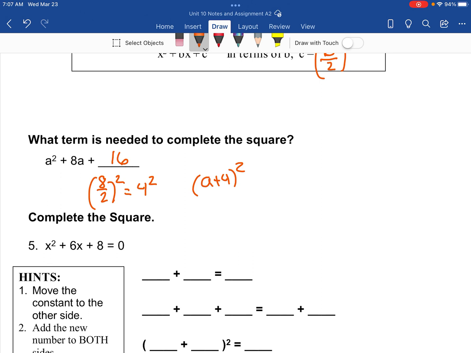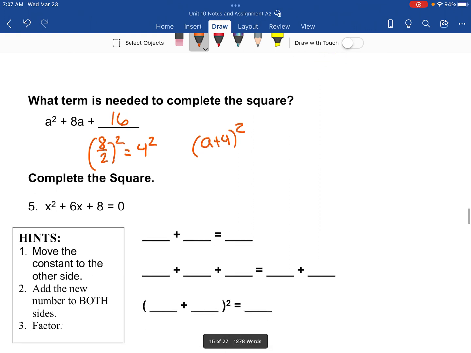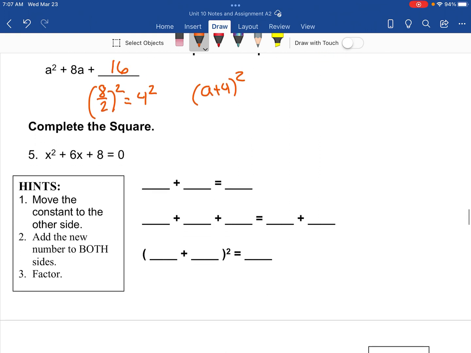Example 5. So I'm going to give you some very specific steps to complete the square. All right. So first, move the constant to the other side. Okay, well, the constant is the term that doesn't have x to it. So in this case, the constant is 8. So we're going to move it to the other side. So I'm going to subtract 8 from both sides. So then I'm left with x squared plus 6x equals -8.